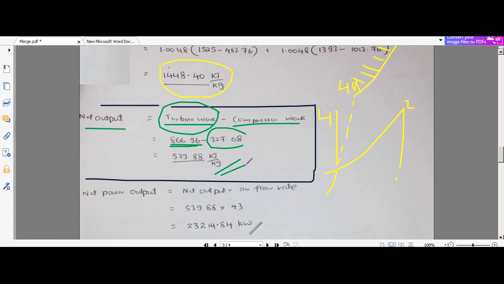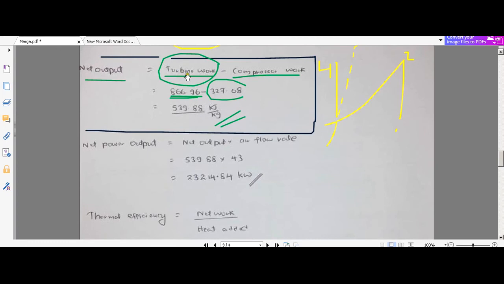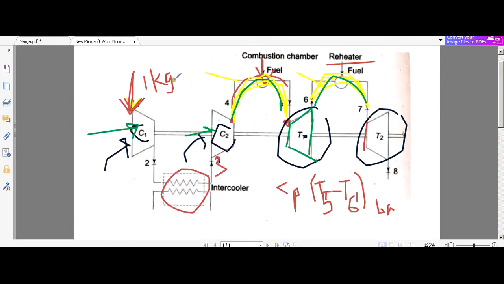Okay, so then what is the net power output? As you can see here, the net output is in kilojoules per kilogram, but now we are going to evaluate the net power output in kilowatts. If you carefully focus on the problem, the airflow rate is given. Now here we have evaluated the net output, which is 539.88, and this amount is considered per 1 kilogram of air, right?